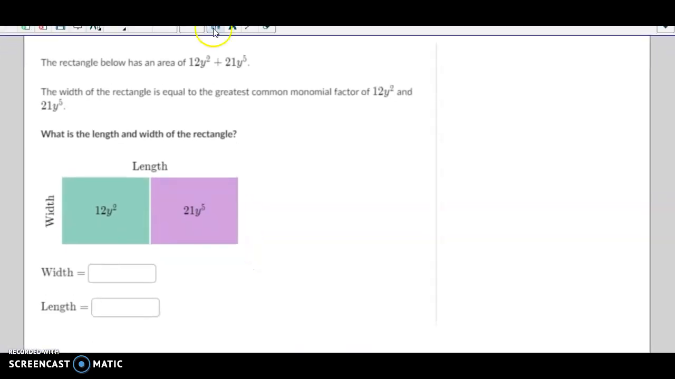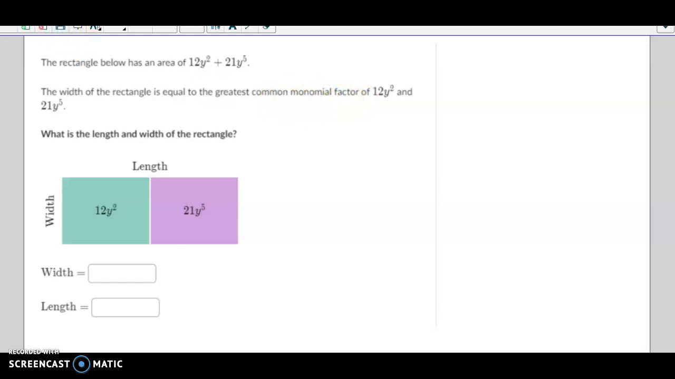Today I wanted to go over how to solve a problem that looks like this one. This is one of the first problems on your GCF video. It's where you're given an area model and you have to determine the length and the width using the greatest common factor, monomial factor method.